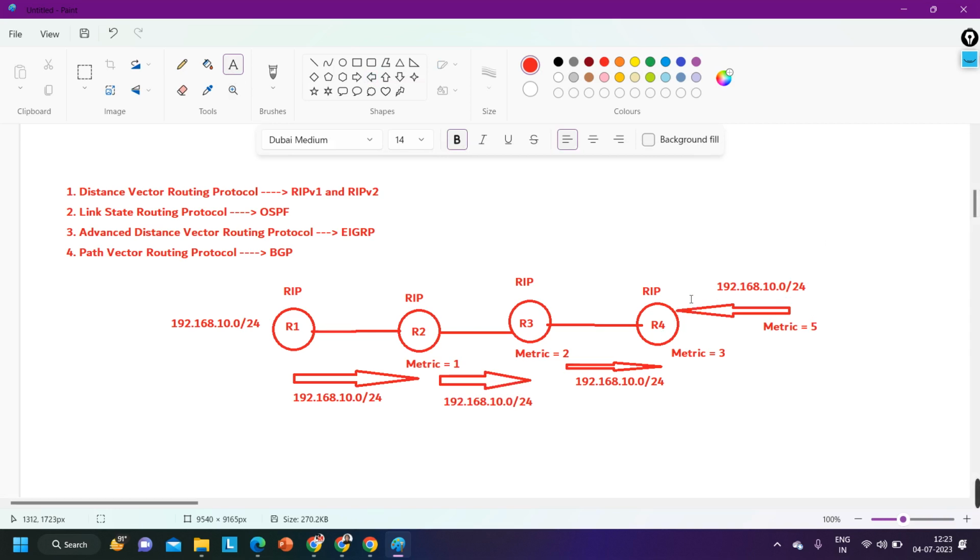So router 4 will accept which route? Via router number 3 or via router number someone else? As you know, less metric is always best. That means router 3 is advertising the best route to router number 4. It will not accept this update message. It will discard it. Yes or no? Yes. Okay.